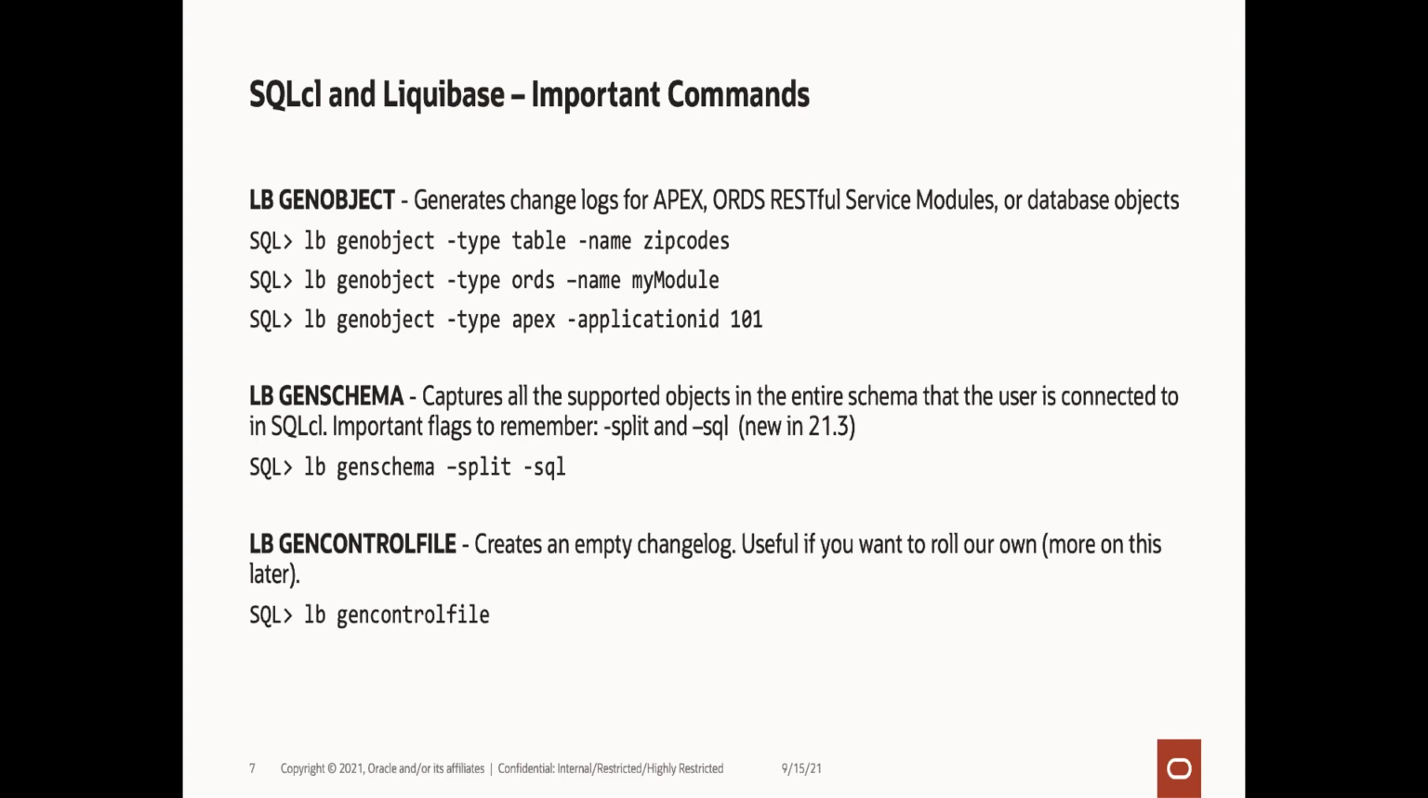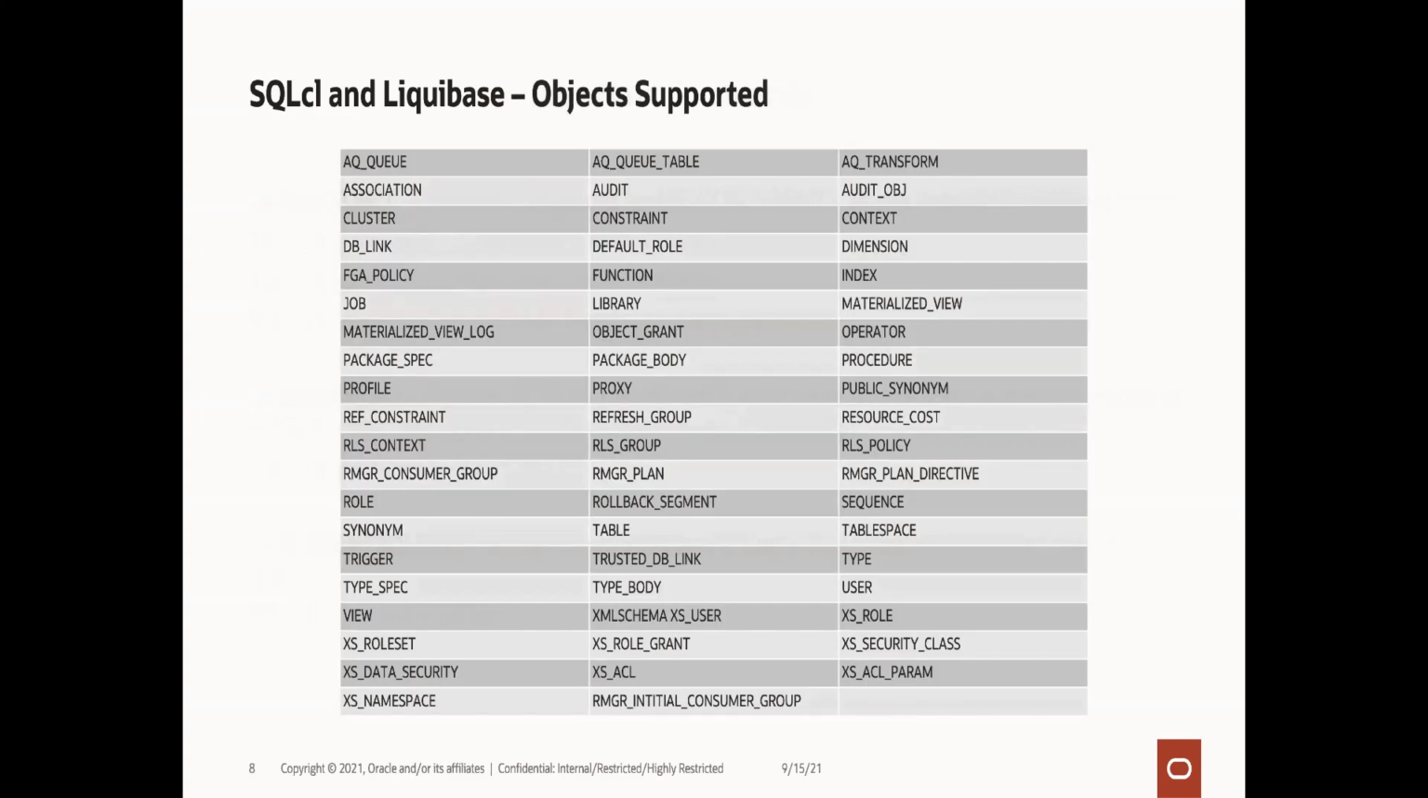So the first one you're going to be using a lot is gen object. When you're at SQLcl, you type lb gen object and then the type, and then what you're going to do. The important thing to note here is that not only can you generate objects from the database, and I believe the next slide shows you, these are all the objects that you can pull with Liquibase gen objects.